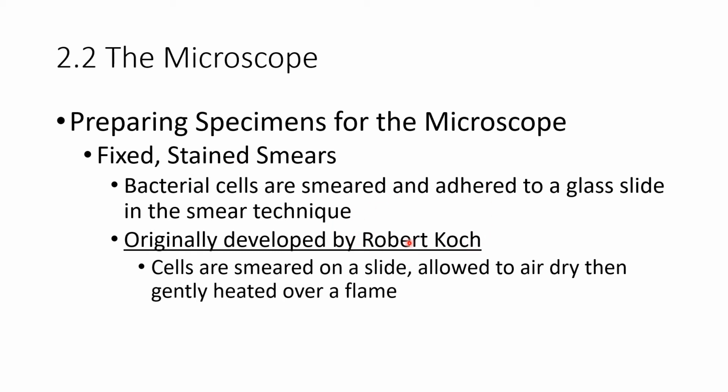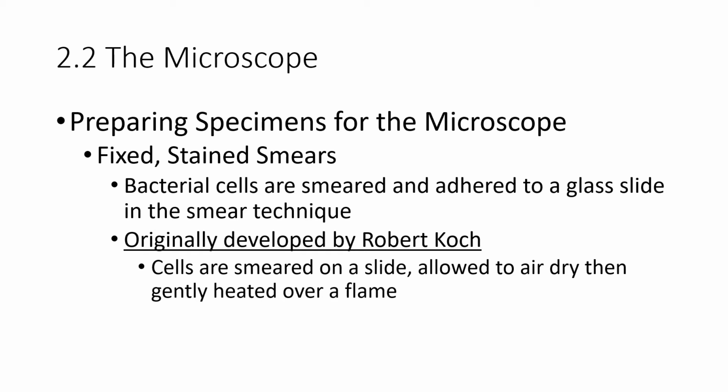Robert Koch, of Koch's postulates, came up with this means of smearing bacteria. You use a loop, you pick one of those colonies from the last lecture. You smear it on a glass slide with a little bit of water, smear it out. You let it air dry. And then you heat it over a flame, a Bunsen burner.